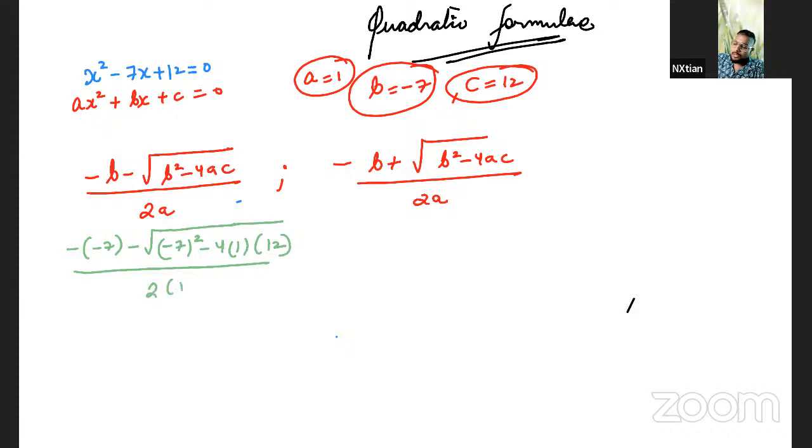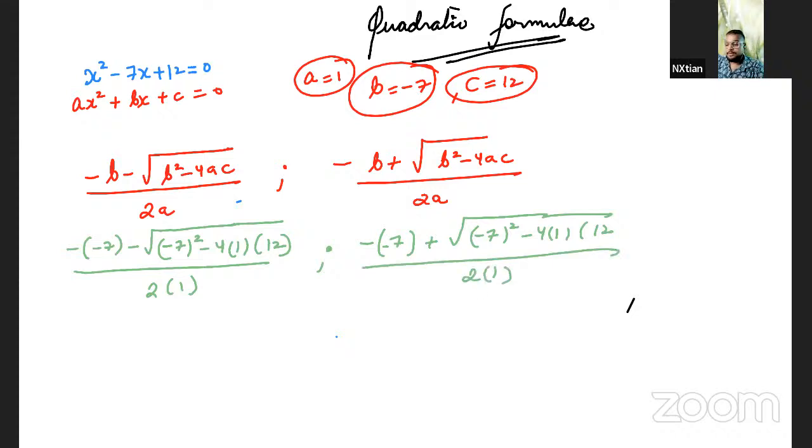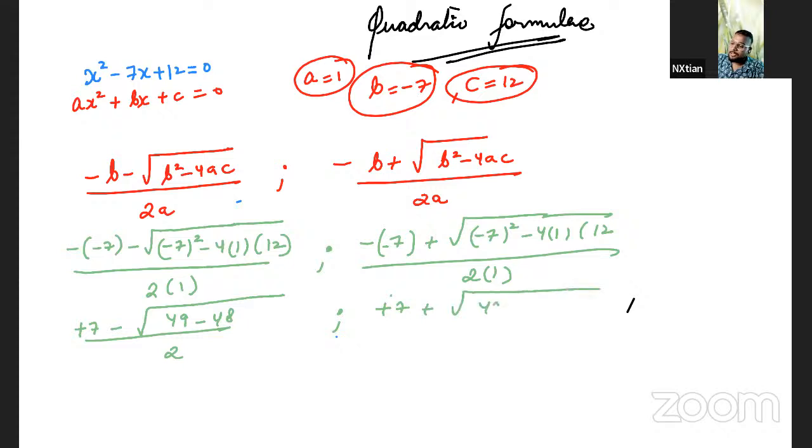upon 2 into 1. The same way, minus B means minus of minus 7 plus root B square, which is minus 7 square, minus 4 into 1 into C, which is 12, upon 2 into 1. Yes or no? So this minus and minus will become plus 7, minus root 49 minus 48 upon 2, and this will become plus 7 plus root 49 minus 48 upon 2. It will become 7 minus root 1 upon 2, and this will become 7 plus root 1 upon 2.